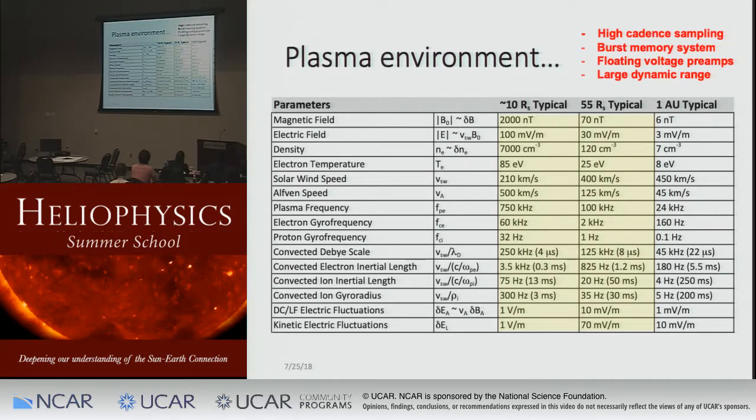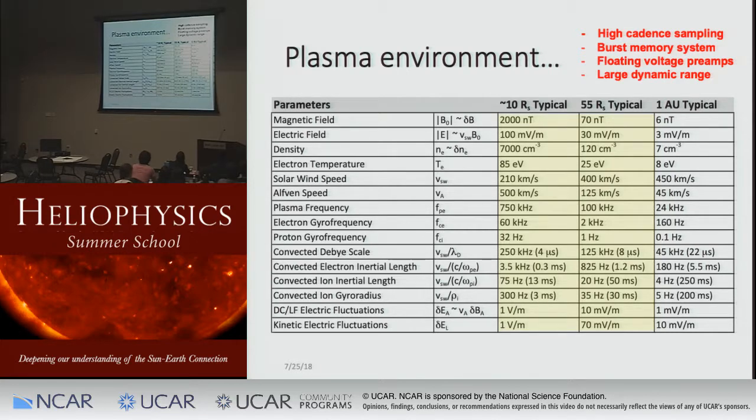If we take those predictions, these are some parameters: the magnetic field, the electric field, density, temperature, solar wind speed, Alfven speed, and some plasma frequencies, gyro frequencies, and then these are convected spatial scales. So this is the time it takes for a Debye scale to pass the spacecraft, or an electron inertial scale to pass the spacecraft, et cetera. We can compute those. These are 1 AU values, and we can use those models to predict what we should be seeing in the inner heliosphere.